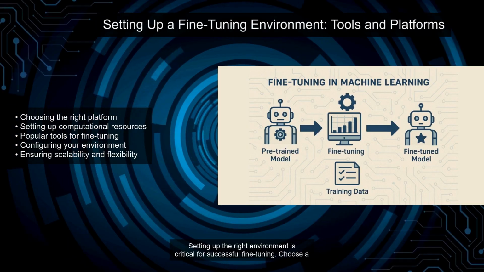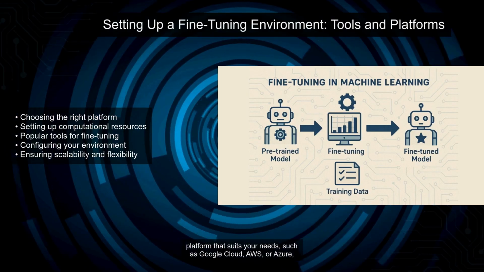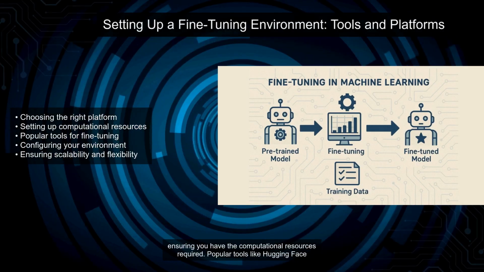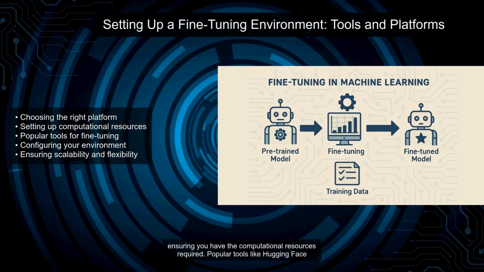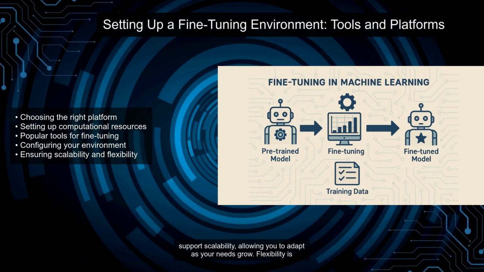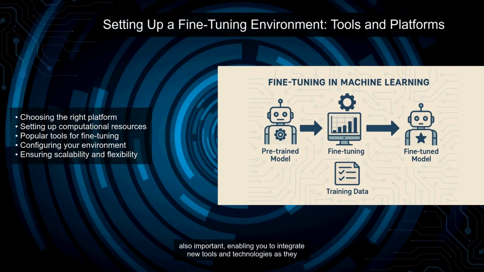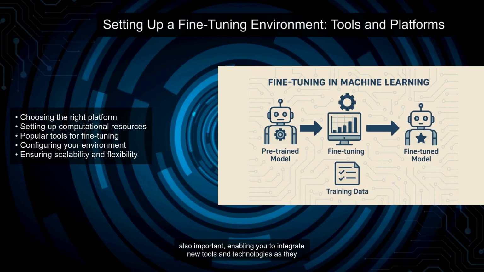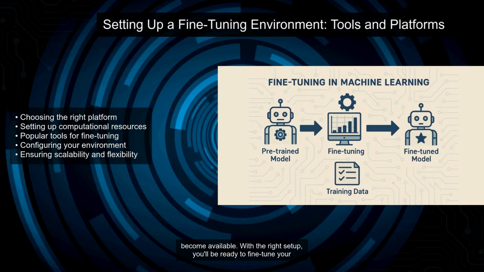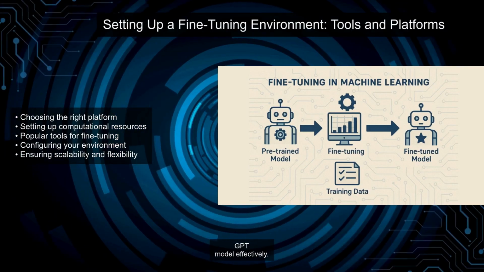Setting up the right environment is critical for successful fine-tuning. Choose a platform that suits your needs, such as Google Cloud, AWS, or Azure, ensuring you have the computational resources required. Popular tools like Hugging Face Transformers and PyTorch provide robust frameworks for fine-tuning. Configure your environment to support scalability, allowing you to adapt as your needs grow. Flexibility is also important, enabling you to integrate new tools and technologies as they become available. With the right setup, you'll be ready to fine-tune your GPT model effectively.